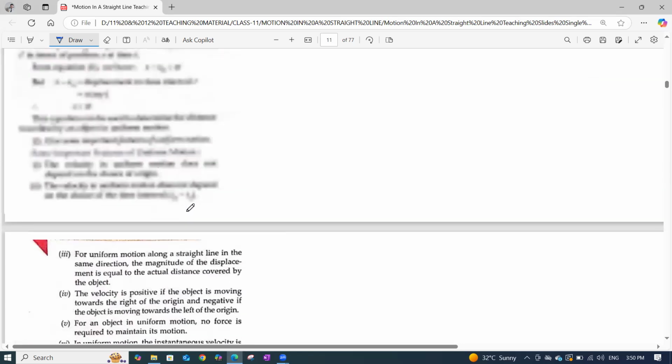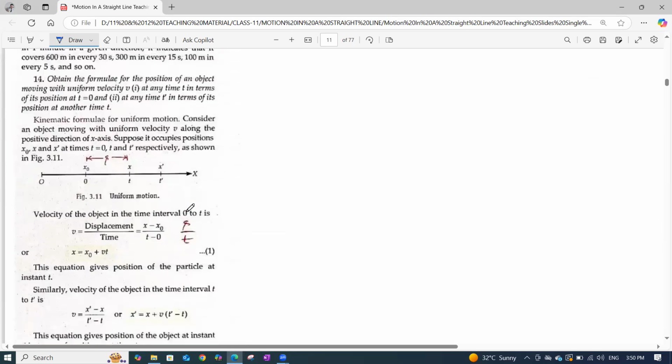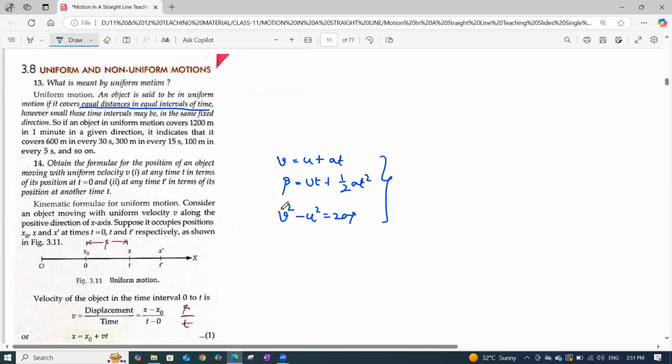Here there is another derivation also, the kinematic formulas, which you are going to derive in further classes and which you have studied in your 9th class: V is equal to U plus AT, S is equal to UT plus half AT square, V square minus U square is equal to 2AS. All these equations of motion we are going to derive in further classes. So these are the concepts which you have studied in this video.